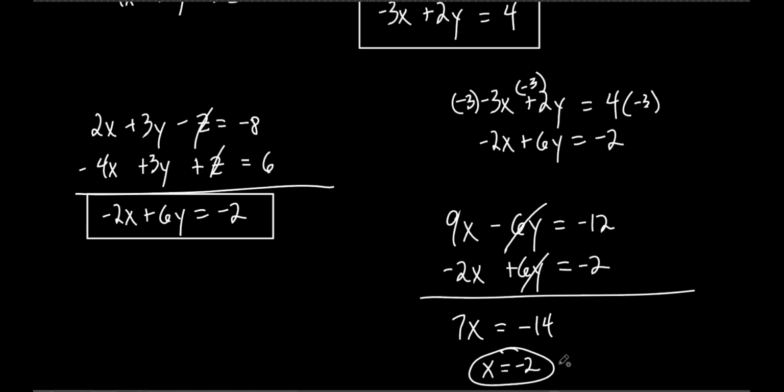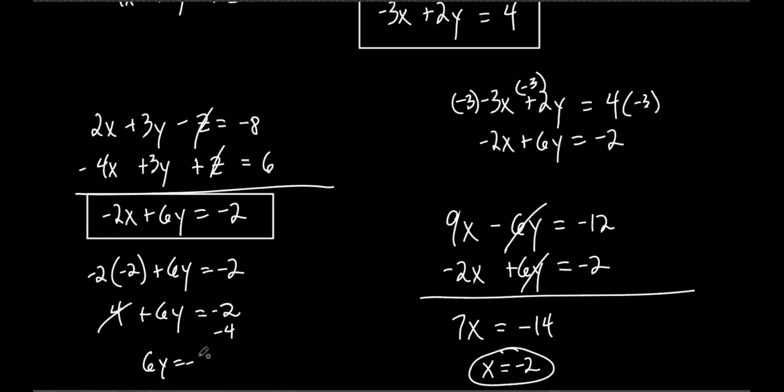All right. Now we could take that -2 into either one of these. That's already sitting right there. Might as well just use this one. So what do we get? -2 times x, which is -2 as well, right? Plus 6y equals -2. This is positive 4 plus 6y equals -2. Subtract 4 from both sides. That cancels. 6y is -6. What's y? -1. Now all we got to do is solve for z.